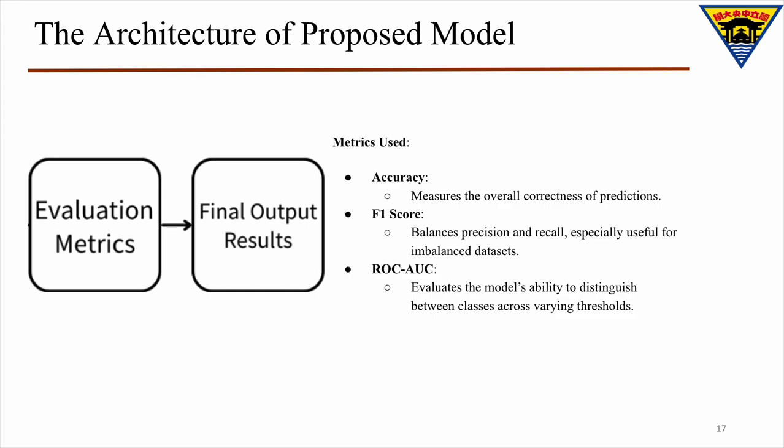We use 3 different kinds of evaluation metrics. The first one is accuracy, another one is the F1 score, which can show the performance on imbalanced data, and the last one is ROC AUC.